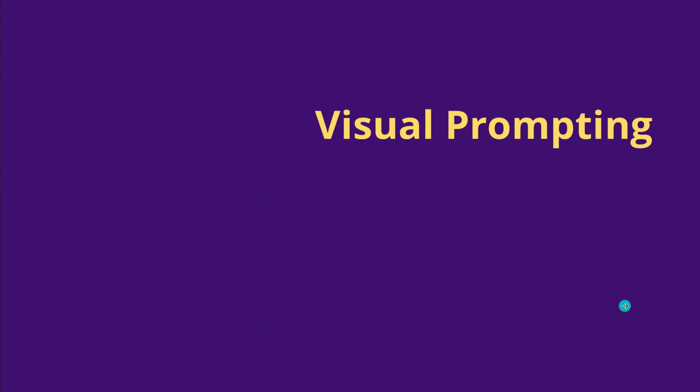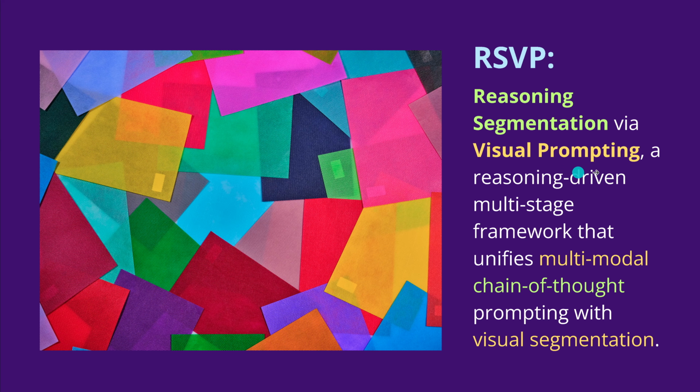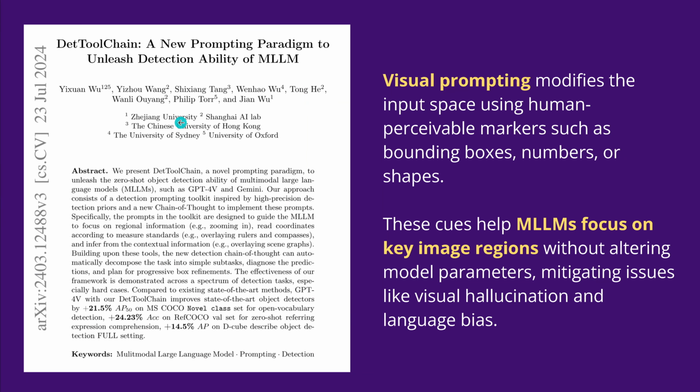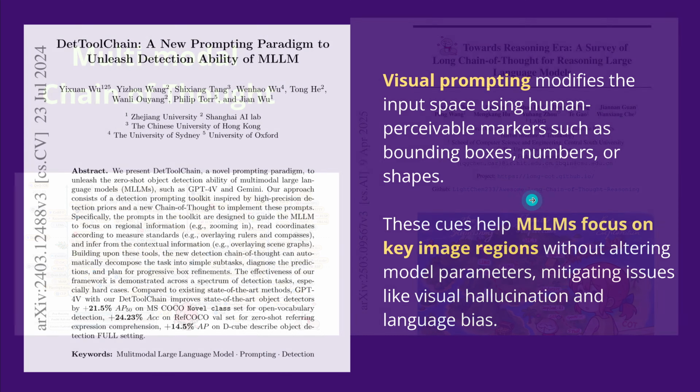Give me a second. If you are new to AI, here is a one-second explanation of visual prompting; have a look at this publication: a new prompting paradigm to unleash the detection ability of multimodal LLMs. It modifies the input space using human-perceivable markers such as bounding boxes, numbers, or shapes. And this helps our multimodal LLMs to focus on key image regions without altering any model parameter. And this is great. It reduced visual hallucination and language bias. So this was an interesting paper in the development of those models.